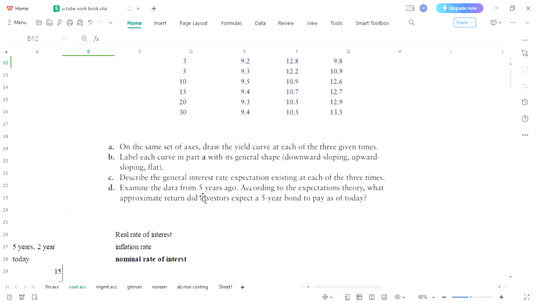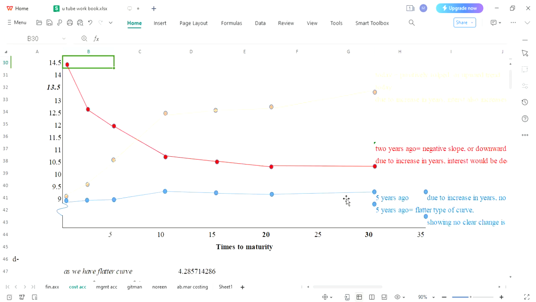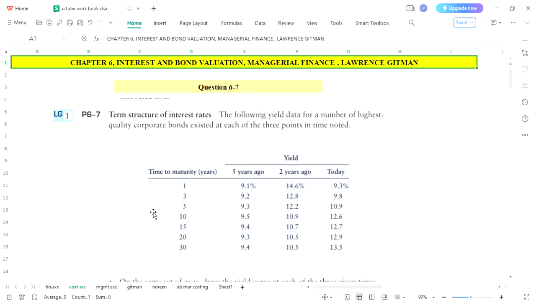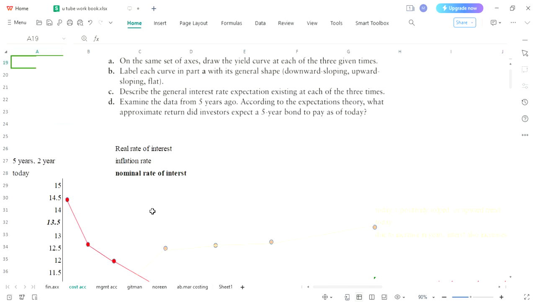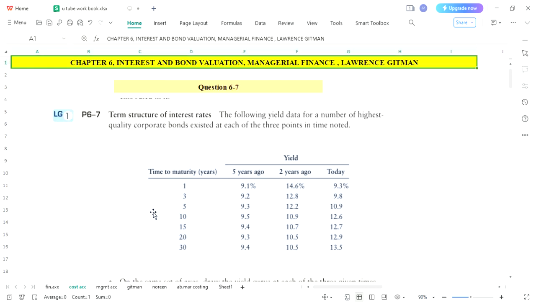The D point was saying to examine data for 5 years. As in the 5-year data we have a flatter type of curve, there would not be any clear change in rates. The review has also been completed. 6.7 completed. Its review has also been completed.